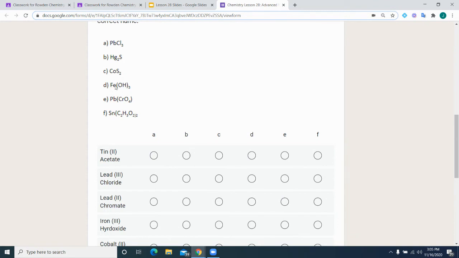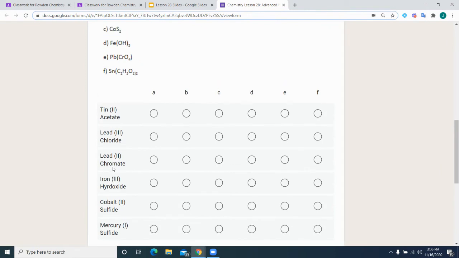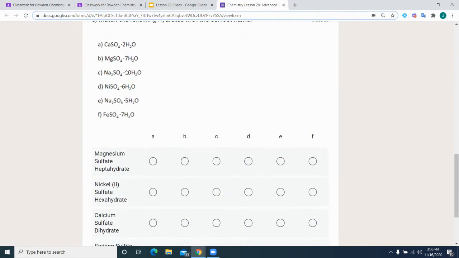Fe(OH)3, this is an iron and a hydroxide. If there's 3 hydroxides, they have a -1 charge, so you need 3 irons. So that should be iron(III) hydroxide. Lead chromate. Chromate has a -2 charge, so it must be lead(II) chromate to balance it. And then Sn is tin, and there's 2 acetates, and each acetate has a -1 charge. So tin(II) acetate.